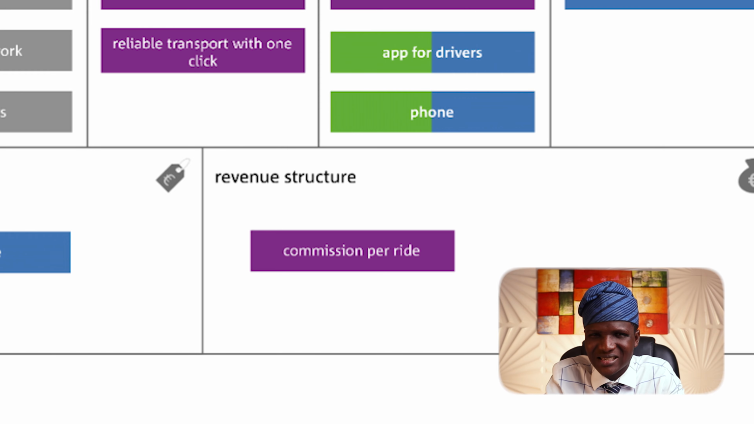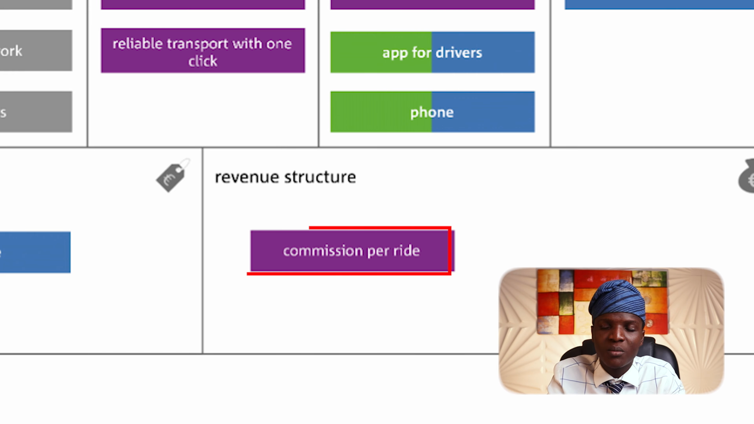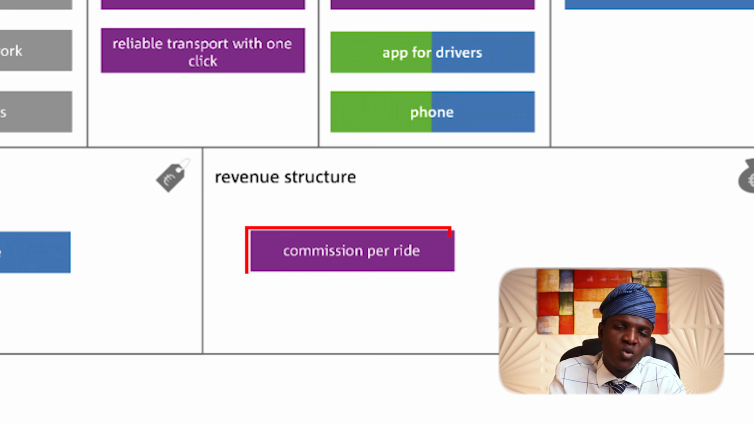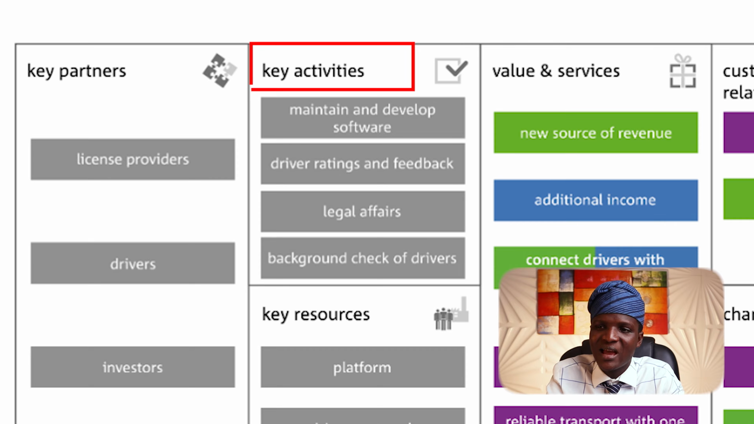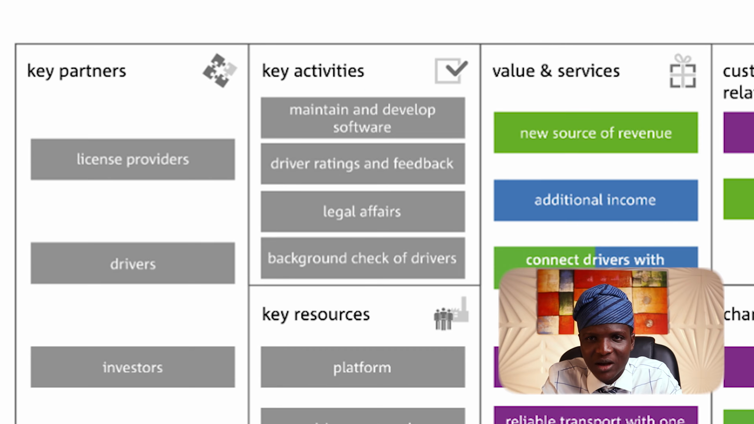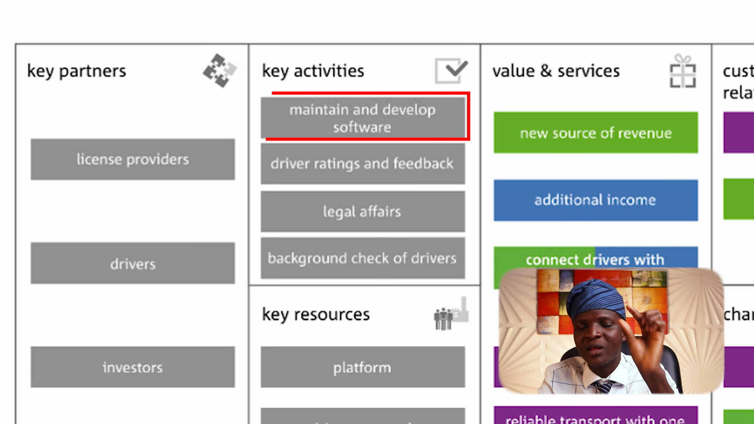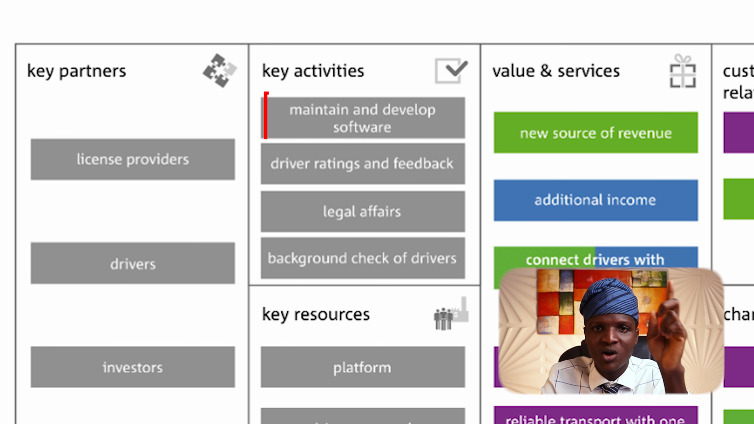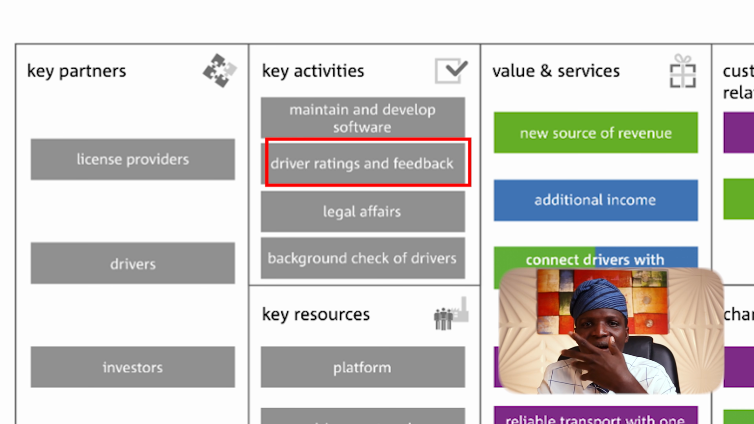So the next one is what we call revenue structure or revenue stream. One thing is their revenue structure. They are not looking for anything else, and which is what? Commission per ride, which is coming from their passengers. The next in line is their key activities. Every day they open their shop, they open their office by doing these 4 things. Number 1, maintain and develop their software. Number 2, driver ratings and feedback.